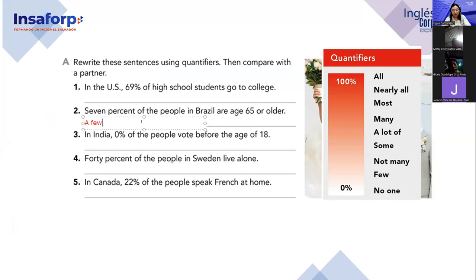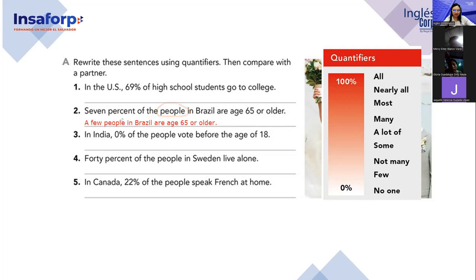Muy bien. Few. Pero aquí dice of the people. Y recuerden que solo le sigue un nombre en plural. Entonces pongámosle solo people. A few people. Y luego el complemento. In Brazil. Are. Age. 65. Age. Or older. Recuerden eso. Tiene que ser un nombre en plural. Entonces omitimos of the people. Porque of the people, esto ya no es parte de mi nombre plural. Este es el único. People.